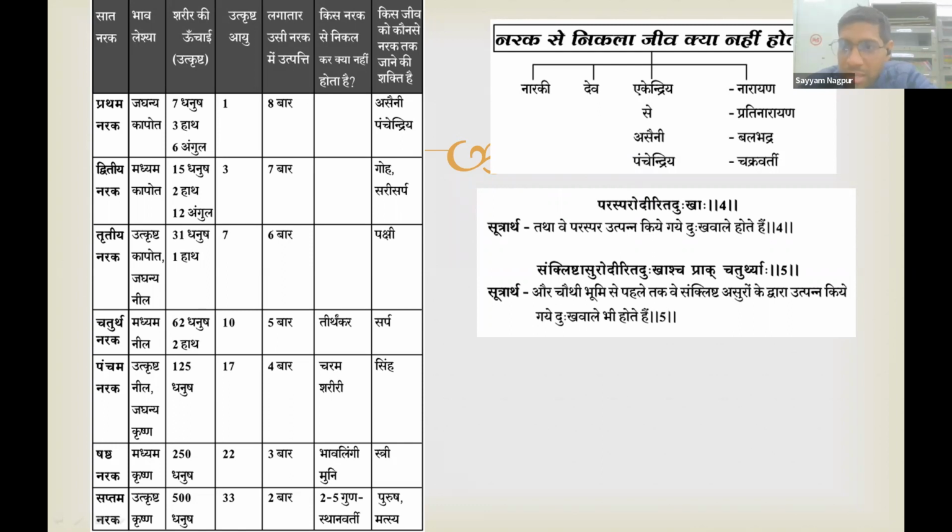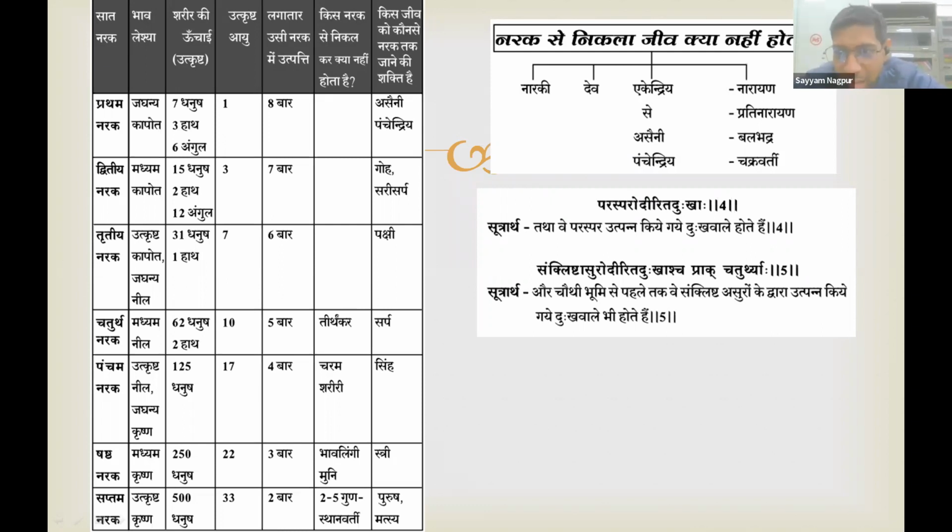Chalo, we'll move ahead. We'll go with the 4th sutra now, and I'd request Aran. Aran, you are Aran, right? Okay, great. So you have to recite the sutra after me. Parasparo udirita dukhaha. Great. So paraspar udirita dukhaha, that means all these narkis, they give a hell of a time to one another. This is what it means by this sutra.